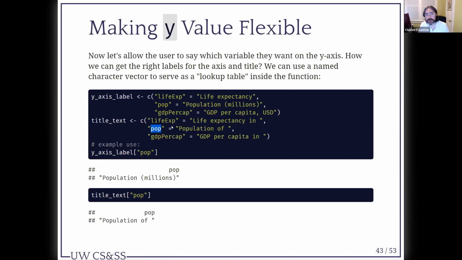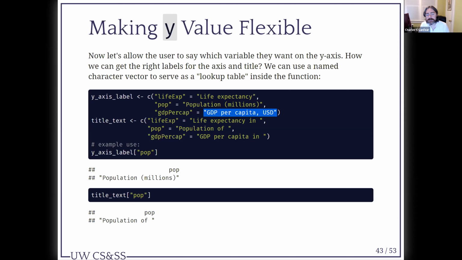Similarly, in the title text, when it's life exp, I want it to say life expectancy in. When it's population, I want it to say population of. And when it's GDP per capita, I want it to say GDP per capita in. Okay, so I'm going to use the actual variable names in the data, but what I want to assign are these values over here on the right.